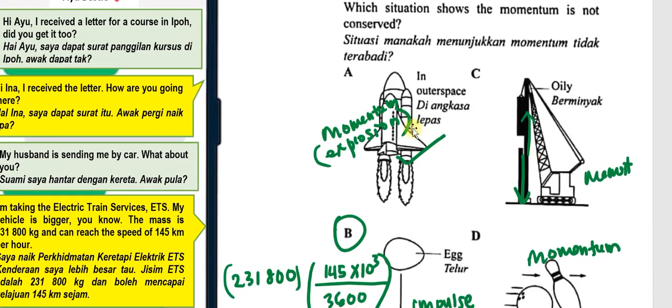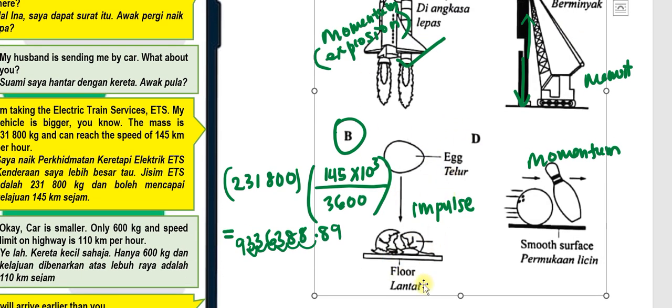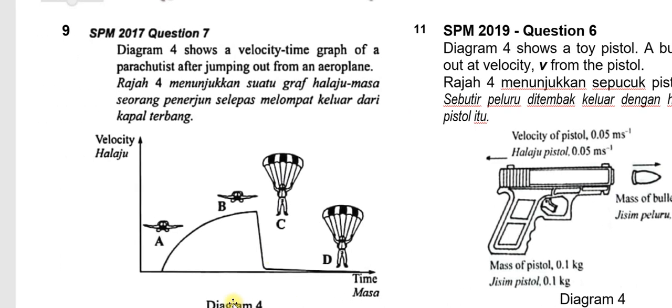You must know. How do I know all this? Because we know this question is related to momentum. This one is momentum. The one that is not momentum is this one, impulse. Anything that has collided and broken like that is impulse. Okay, right. Next one. 2017, question 7.